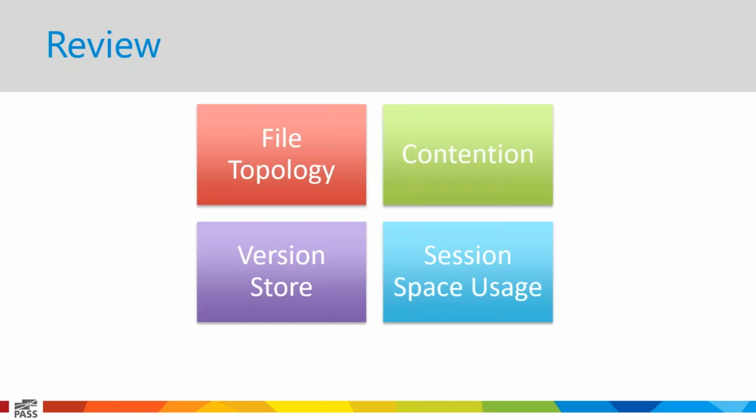So to review, we covered file topology, contention, version store, and session space usage. And all of these things are really combined with each other. As you're monitoring file topology, you're going to get a sense of whether you have enough files for the type of server that you're running. You're going to get a sense of whether the version store is larger than you need. As you're taking a look at the version store, you're going to be taking a look at sessions that are running, how much space they're using, how much time they've been using the version store. And with contention, you're taking a look at the sort of overhead of waits that you have happening for no good reason because you don't have the file topology exactly where you need it to be.